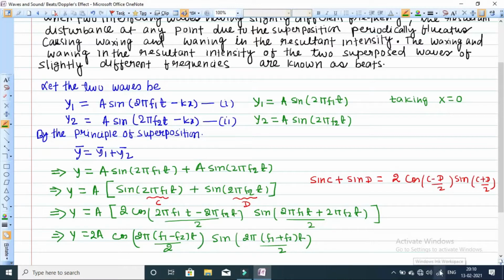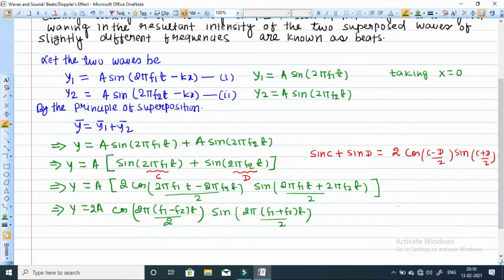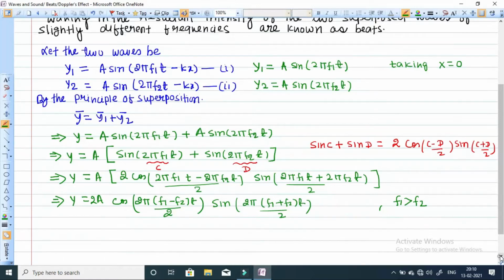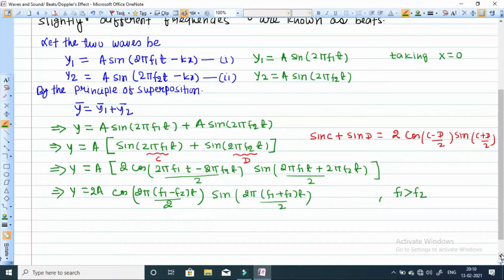Okay. So when we analyze this equation, here I have taken f1 greater than f2, and we have written this equation. Now we are going to define one term that is known as the time for one bit. What will be the time for one bit? Clearly you can see from this equation, y is equal to 2a cos 2 pi (f1 minus f2) into t divided by 2 into sine of 2 pi (f1 plus f2) divided by 2 into t. Now clearly we can define what is the time for one bit.